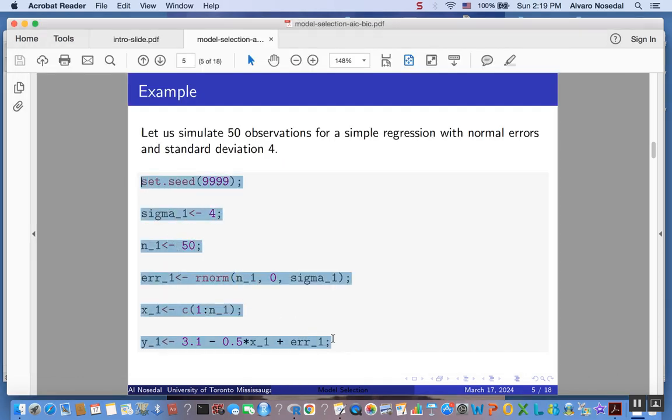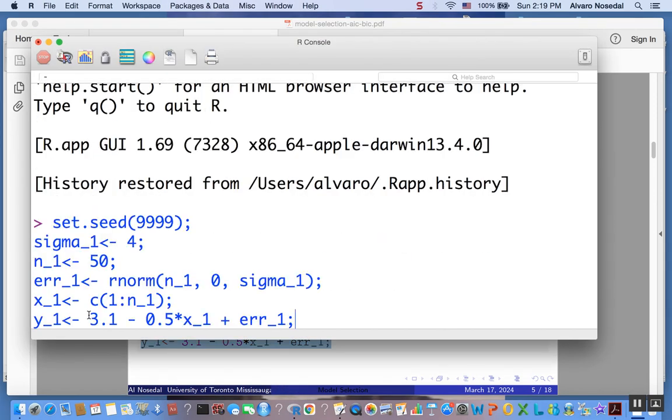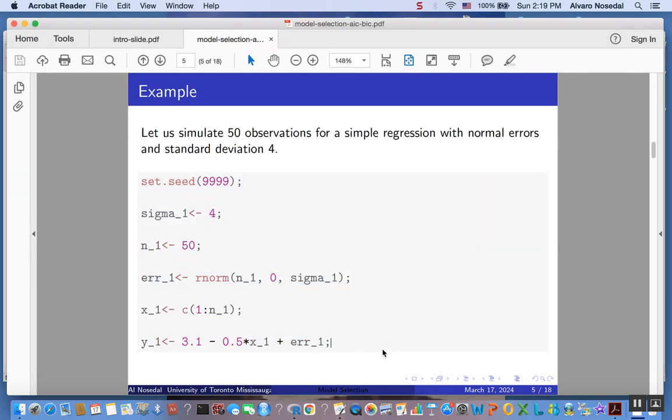Let's copy paste these commands. There we are.